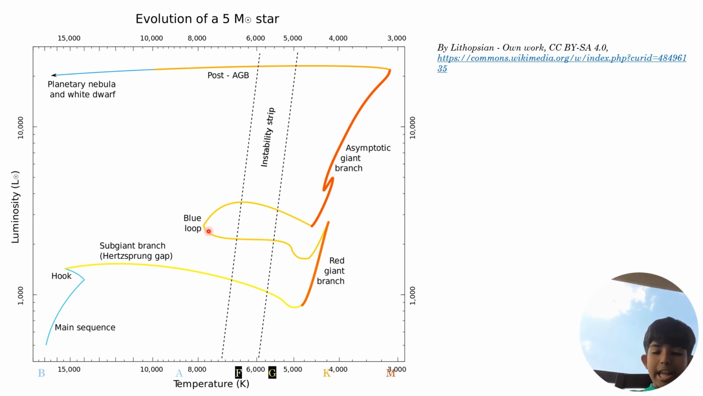And so what happens now is it becomes a bit more luminous and then comes back, and then it ends helium core fusion because all the helium is exhausted in the core, and it becomes helium shell fusion and goes through the same process of the asymptotic giant branch.